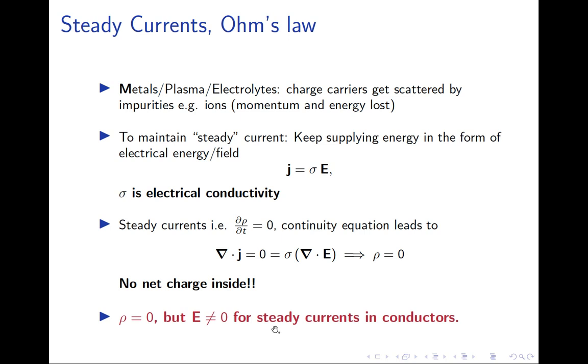So for static situations, static charges, we had both of these to be 0. But when we go to steady currents, E cannot be 0 anymore. It is not consistent with these equations. In order to have steady currents, you must have a non-vanishing electric field. Otherwise, it won't be steady current. If you remove the electric field from inside, you cannot maintain a steady current.